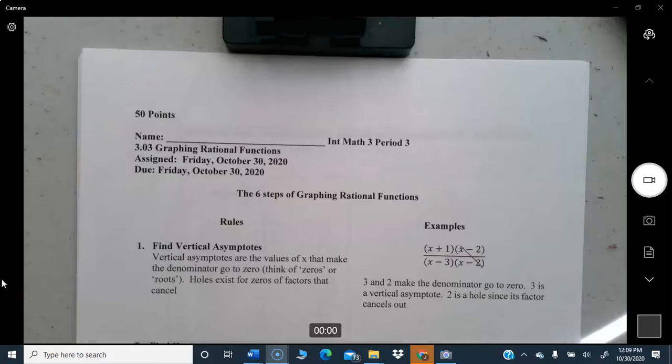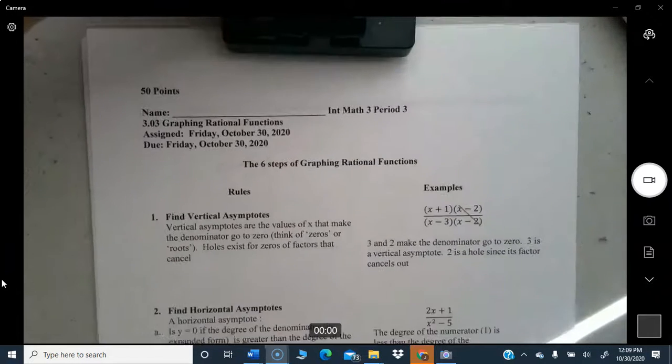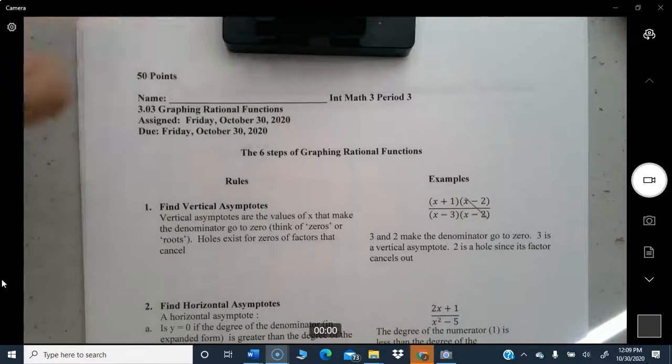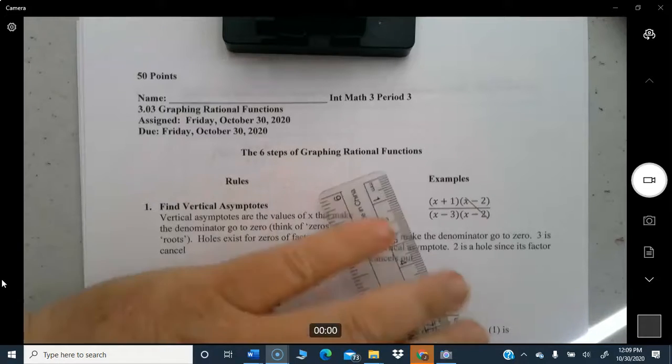All right, this is lesson 3.03. This has to do with graphing rational functions, and there's some rules for that, and there's six steps to graphing a rational function. So I'm going to go over the rules real quickly, and they may not make a lot of sense while I'm just reading over them, but then we'll apply them to some problems and they'll make more sense. So the first is finding a vertical asymptote.